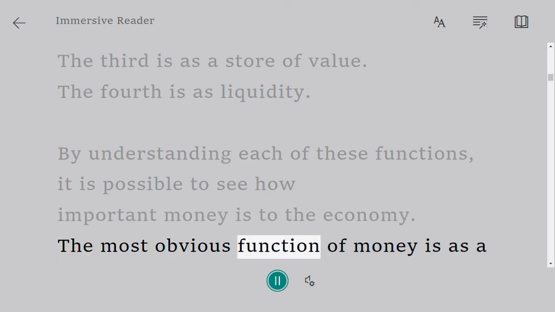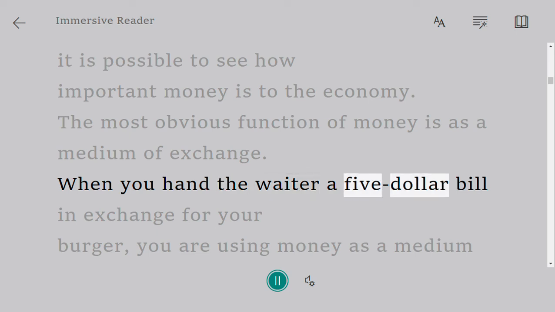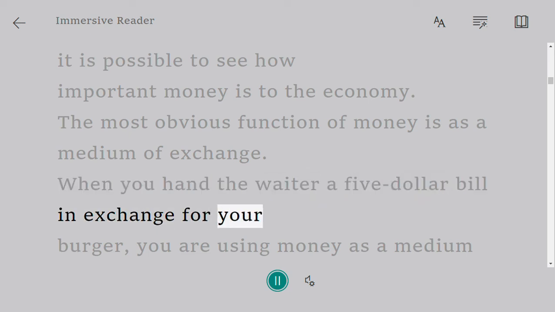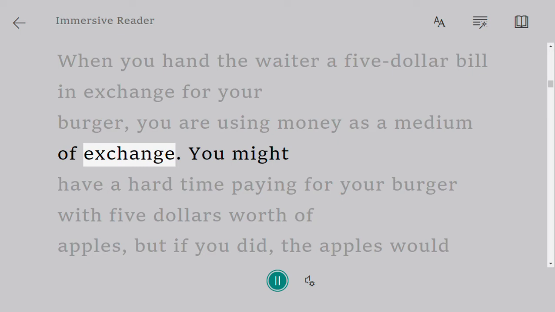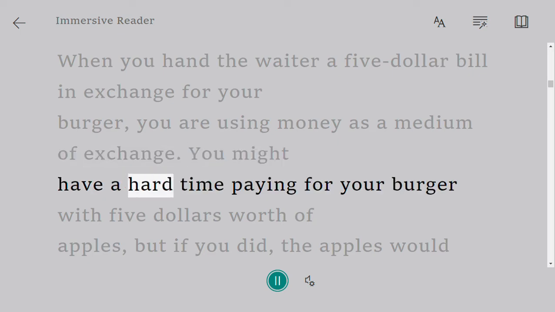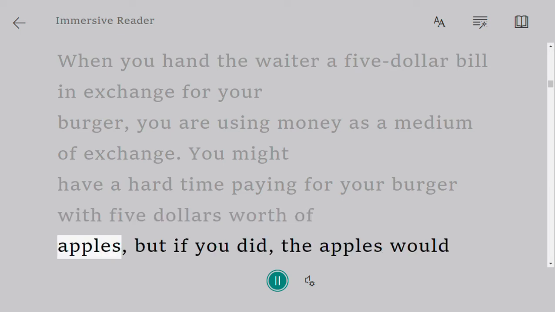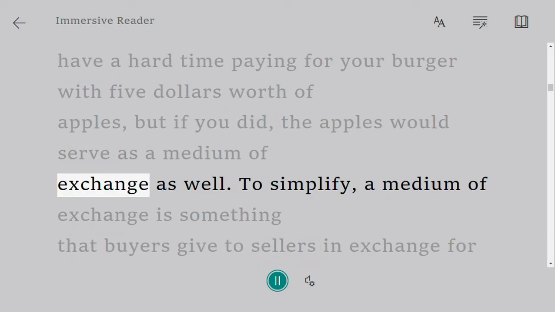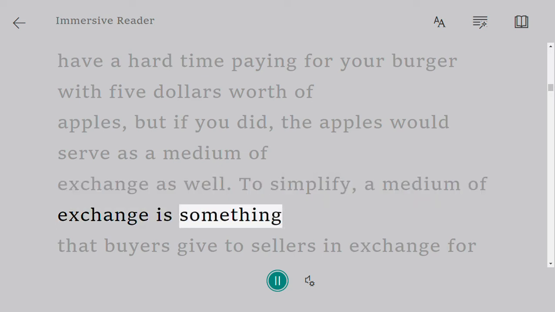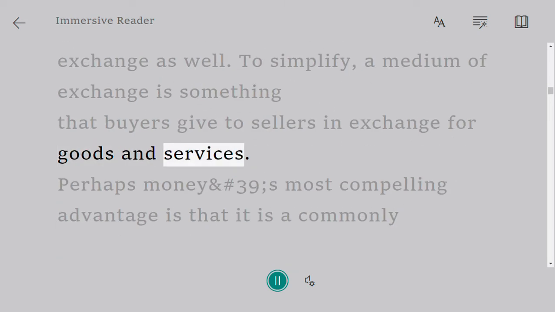The most obvious function of money is as a medium of exchange. When you hand the waiter a $5 bill in exchange for your burger, you are using money as a medium of exchange. You might have a hard time paying for your burger with $5 worth of apples, but if you did, the apples would serve as a medium of exchange as well. To simplify, a medium of exchange is something that buyers give to sellers in exchange for goods and services.